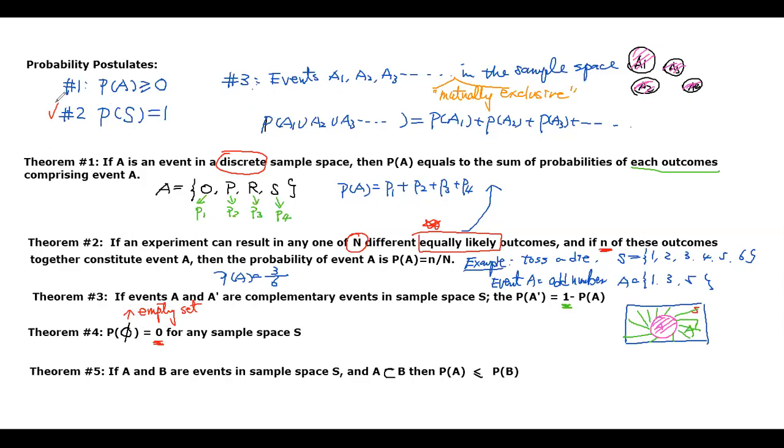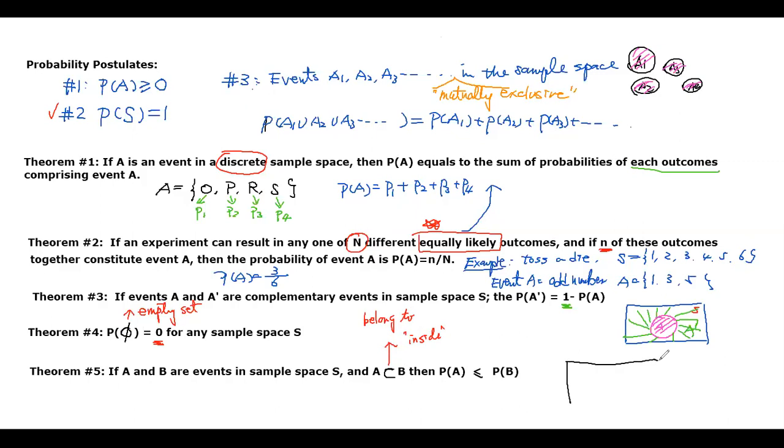Okay, so theorem number 5 also is pretty straightforward. Let's say A and B are events in the sample space. What does this symbol mean? Sometimes you can say this means belongs to, or some people say it's inside. This is kind of trivial also, right? So let's take a look here.